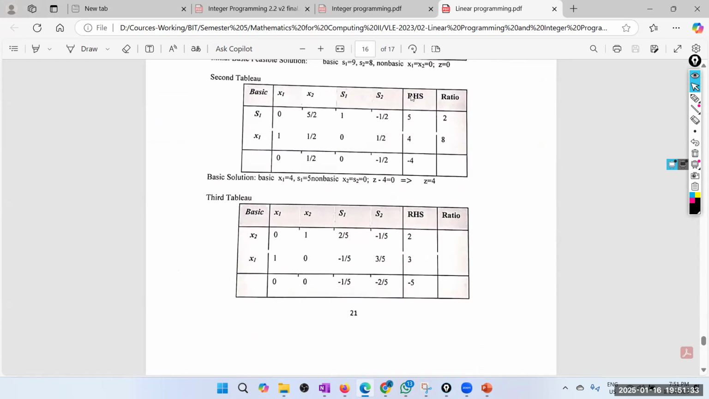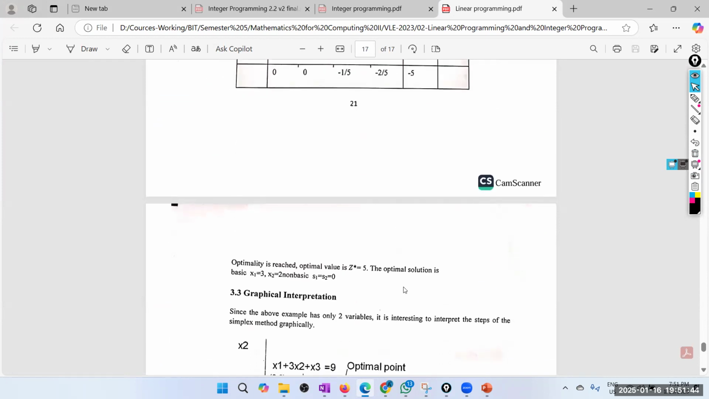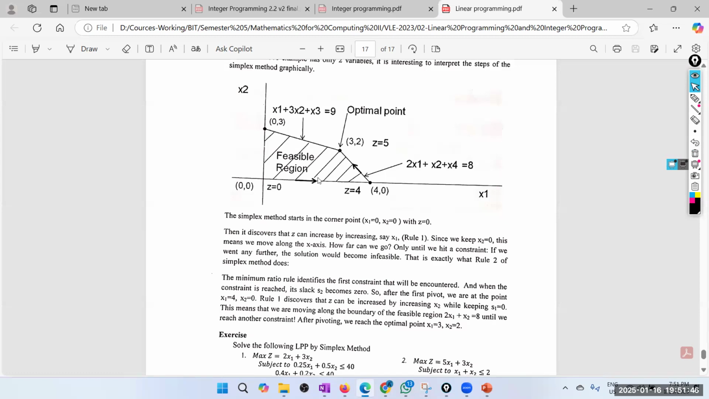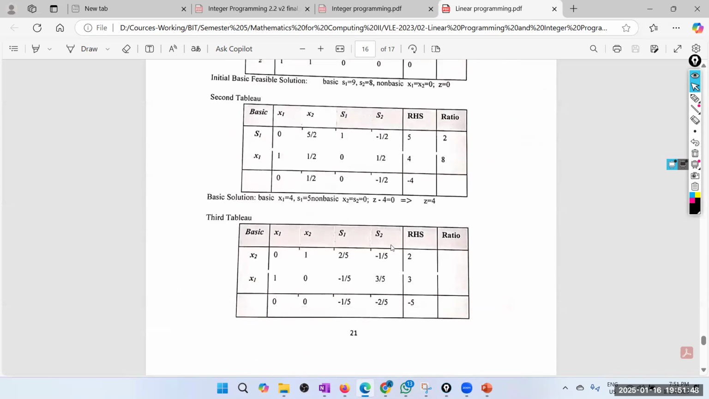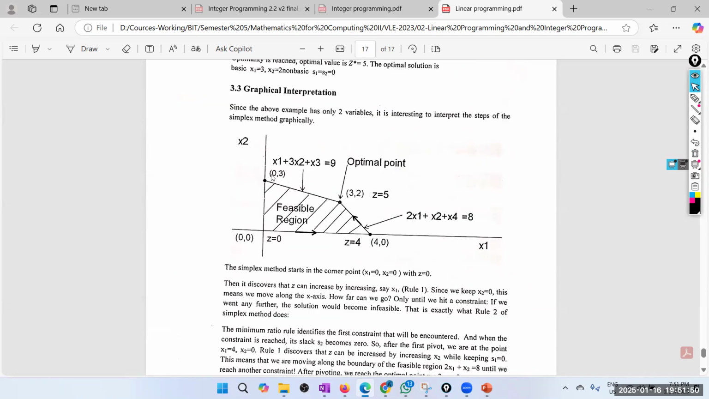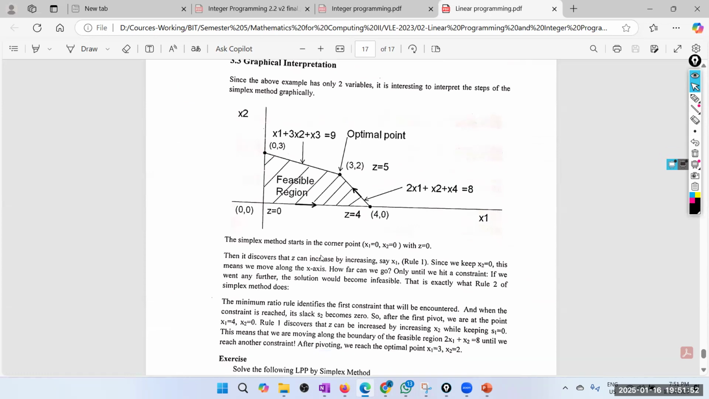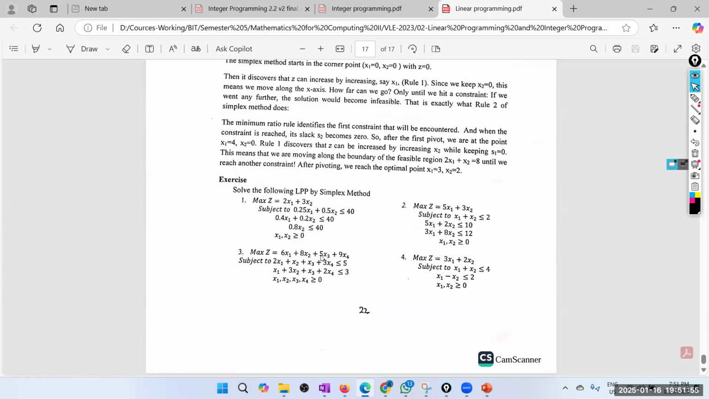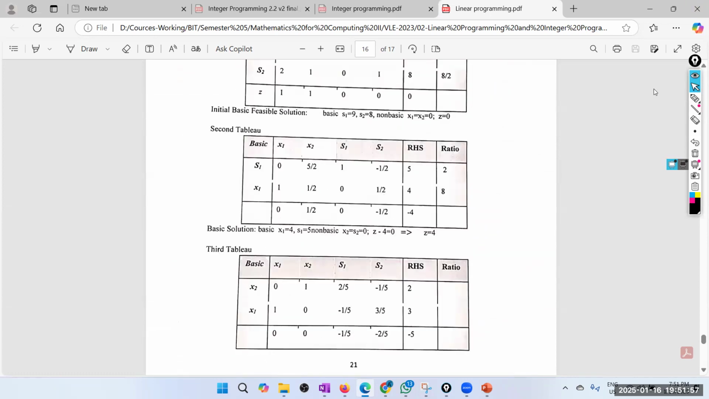So these are the ratios. These are the right hand side, and these are the basics you need to set. You can see this S1 has been replaced by X2. And this explains that this simplex method is also approaching the same graphical method, but we are doing it in a different way. Right, so that's it.